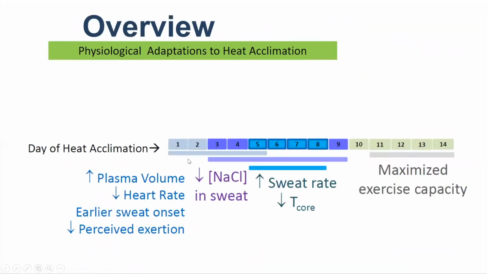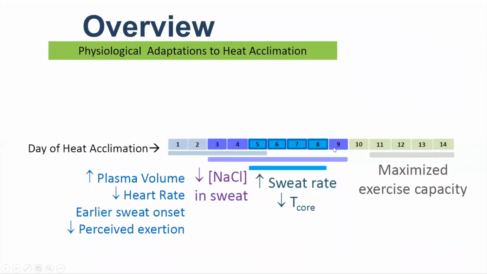So on days 1 through 5, this is when we exhibit the earliest adaptations to heat acclimation, where we exhibit an increase in plasma volume, and as a result, our heart rate decreases. And we also exhibit an earlier onset of sweating. So we start to cool the body sooner, and we have a decreased perceived exertion of exercise.